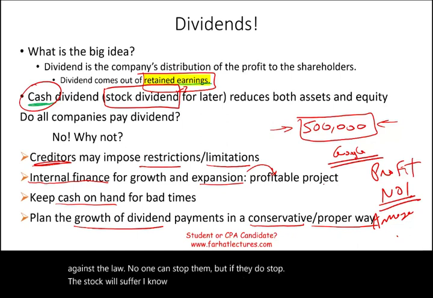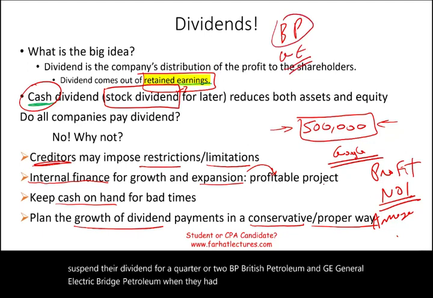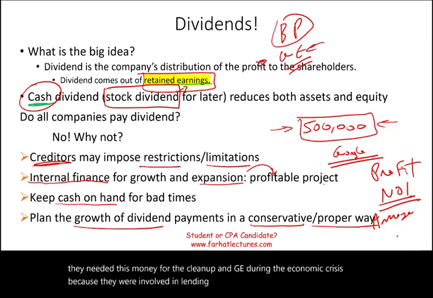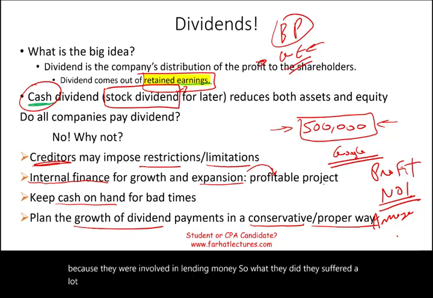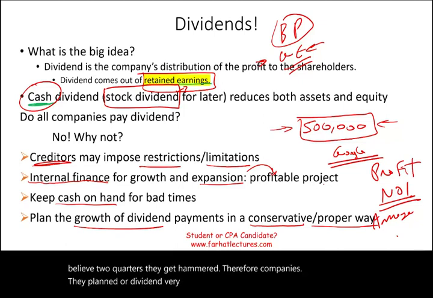I'm aware of two companies that had to suspend their dividend for a quarter or two: BP, British Petroleum, and GE, General Electric. British Petroleum, when they had that spill in the Gulf of Mexico, because they needed this money for the cleanup, and GE during the economic crisis, because they were involved in lending money. So they suffered a lot of losses. And as a result, when they suspended their dividend for, I believe, two quarters, they got hammered. Therefore, companies plan their dividend very conservatively. They assume once they start to pay dividend, they cannot stop.